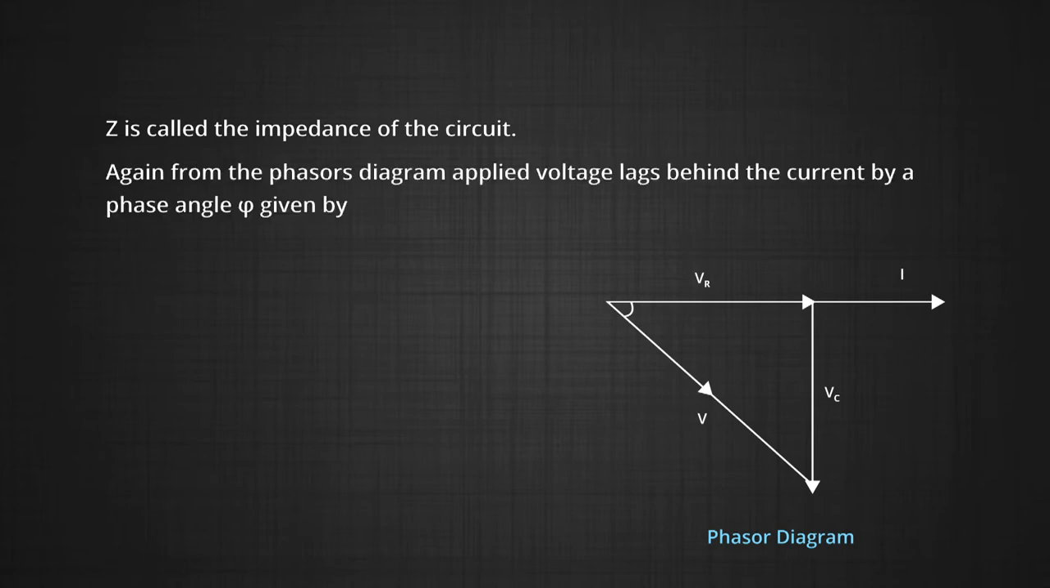Again, from the phasor diagram, the applied voltage lags behind the current by a phase difference of phi, which can be written as tan phi is equal to V C upon V R, which is equal to 1 upon omega C R. Here Z is impedance.